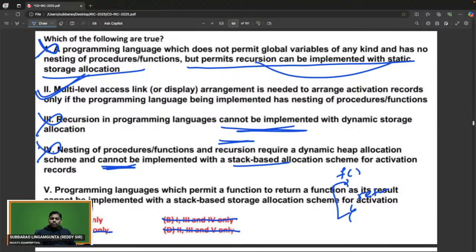When you say return popped out, it is not available in the stack. So he is saying that it cannot be implemented with the stack. Right? In the available options, the better one is, I think, option A. However, you can do small research on the fifth option.